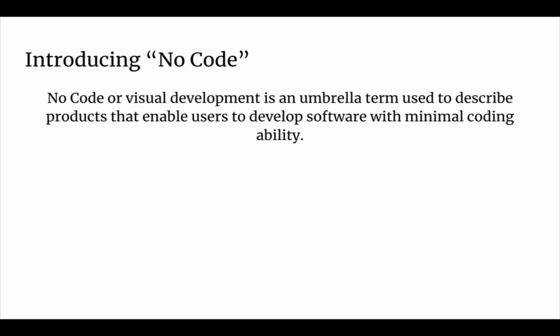No code is an umbrella term used to describe products that allow you to develop software without coding. We'll go over some of these products a little later, but for now, think WordPress, Wix, Squarespace. These are all website builders. There are many other tools in the space, but WordPress is used by most businesses in the world.